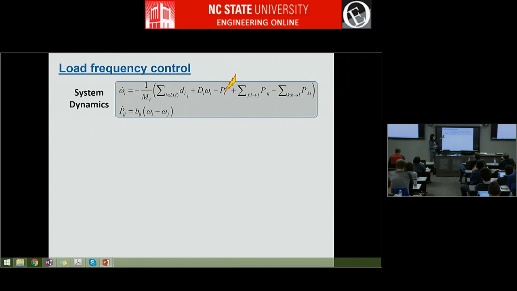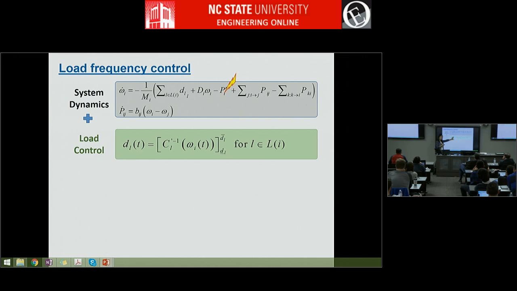This is the system dynamics, where we don't do anything. This is just a model we use for the analysis. And this is the controller we are going to build. The controller we are going to have, we call it the frequency load control.